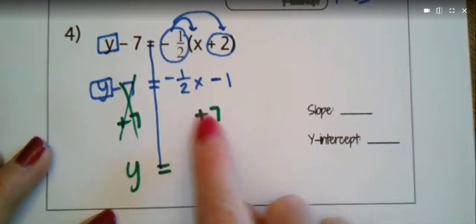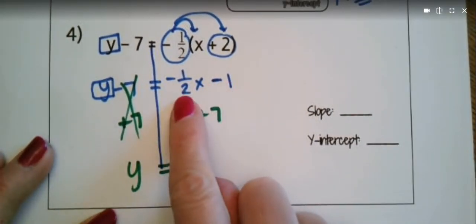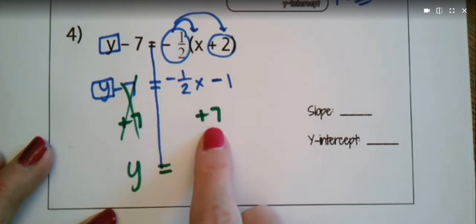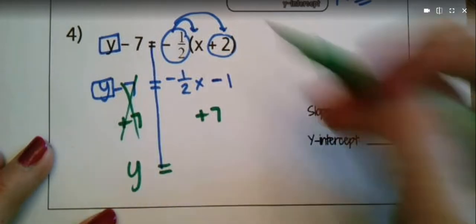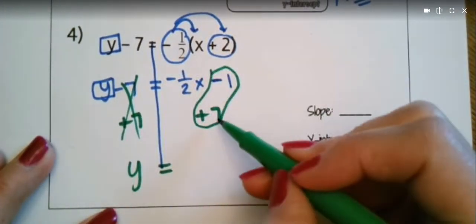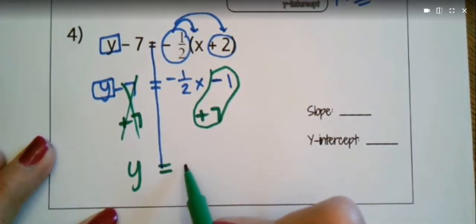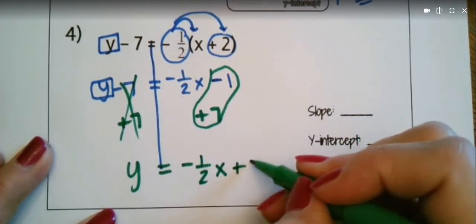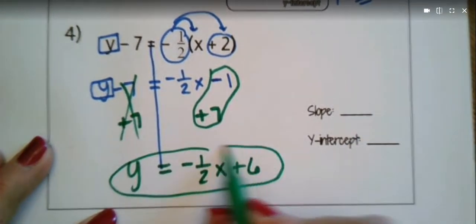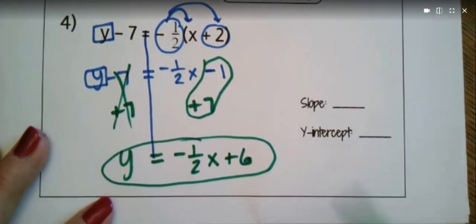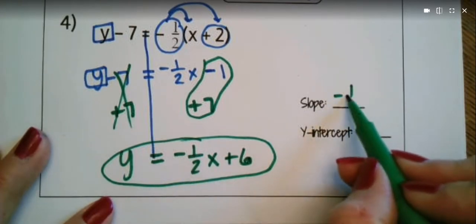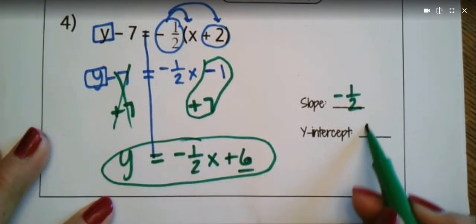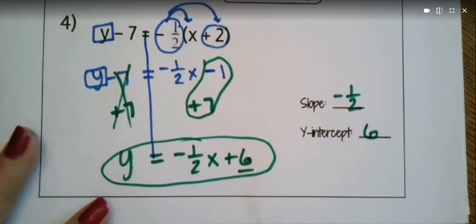But over here on this side, I've got two terms, -1/2 x and a -1. Which one of them can I actually add the 7 to? Yeah, this one. Because this doesn't have an x, they're not like terms. So I'm going to bring down the -1/2 x, and then -1 plus 7 is just +6, and I have my equation in slope-intercept form. So what's the slope? -1/2. The intercept? +6.